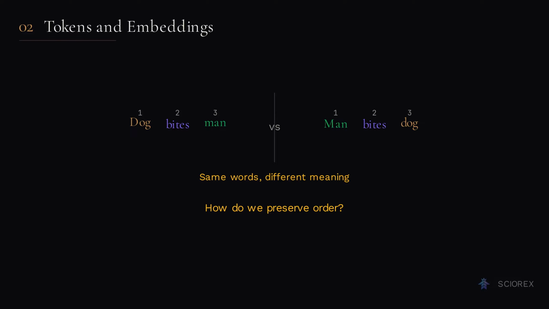The key difference from earlier episodes is that now we have a sequence of these vectors, and the order matters. Dog bites man and man bites dog use the same words but mean very different things. How do we process a sequence while respecting that order?